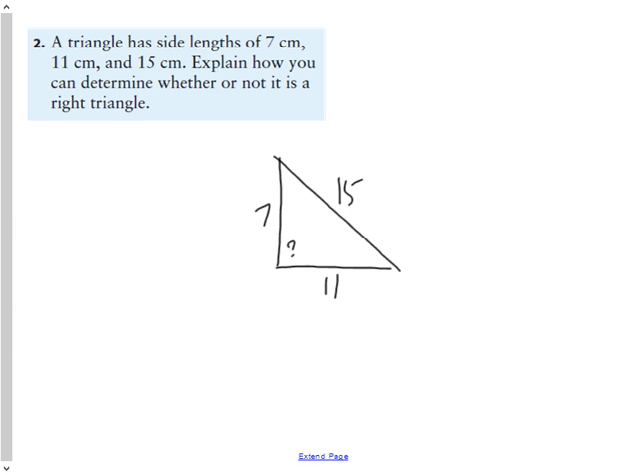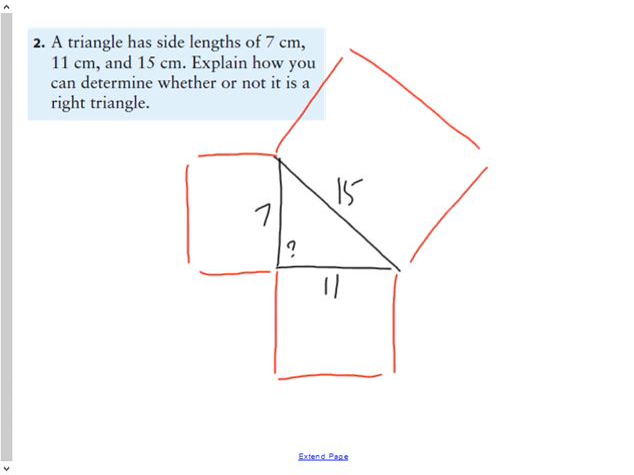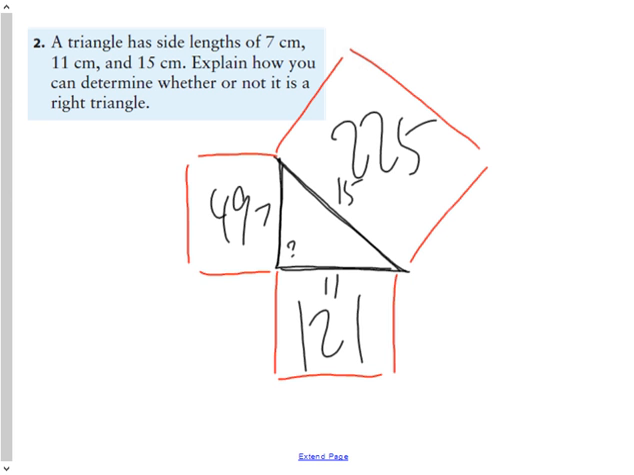It says, how could you determine? Well, the first thing you would have to do is attach squares. This is one method, to each of them, and see if the area of each square works. So if the side length is 7, then the area of this square would be 49. If the side length of this is 11, then its area will be 121. And if the side length of this is 15, then its area would be 15 squared, which is 225.